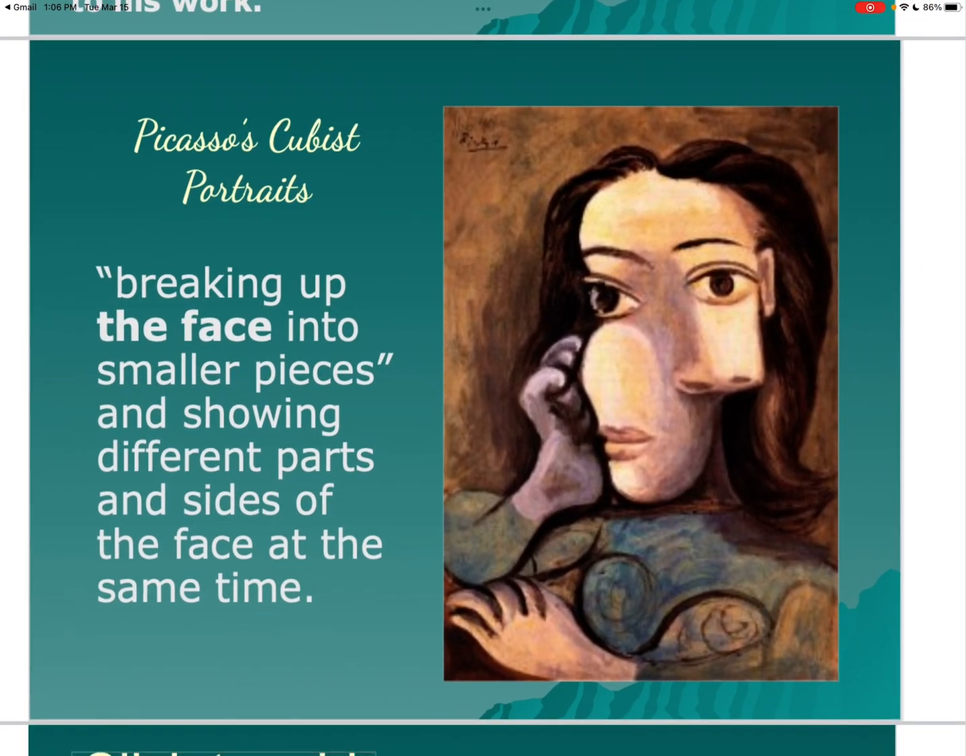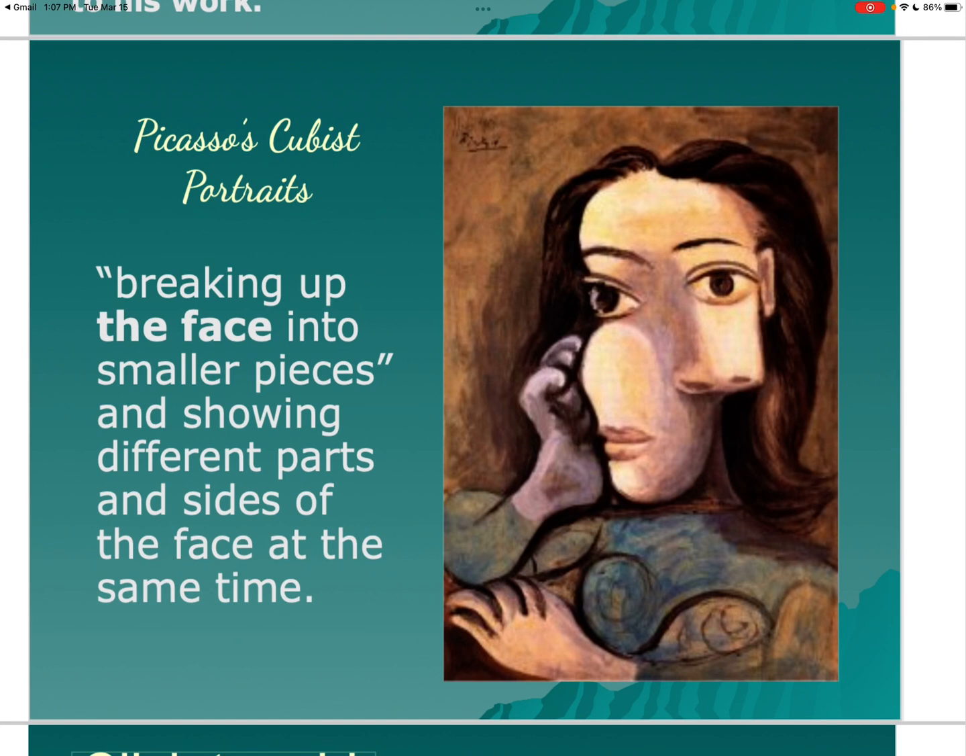So this is an example of Picasso's work right here, one of his Cubist portraits. You can see this does not look like photorealism, doesn't look like a photograph. In this picture, Picasso broke the face up into smaller pieces, showing different parts and different sides of the face at the same time. So you see the face from different perspectives, which means you kind of see the side of the eye, but also the eye as if it were looking straight towards the viewer.